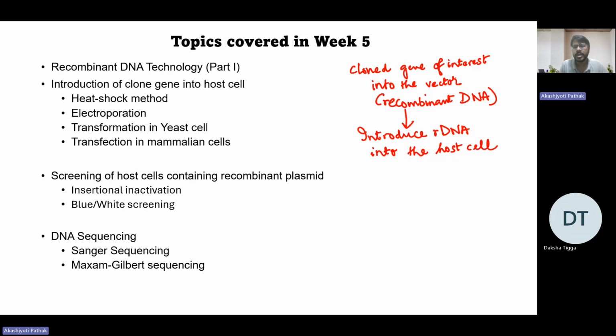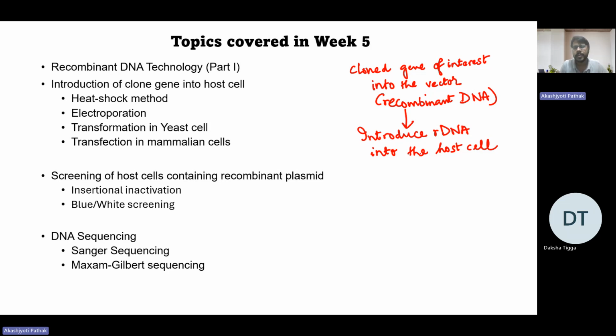In the last session, we saw the different vectors that we can use for cloning our gene of interest. Depending on the size of our gene of interest, we have different types of vectors. There are mammalian vectors, then baculovirus-based vectors, then bacteriophage vectors. So different types of vectors we learned in the last lecture. Now we have the recombinant DNA, and today we will understand how we can introduce the recombinant DNA into the host cell.